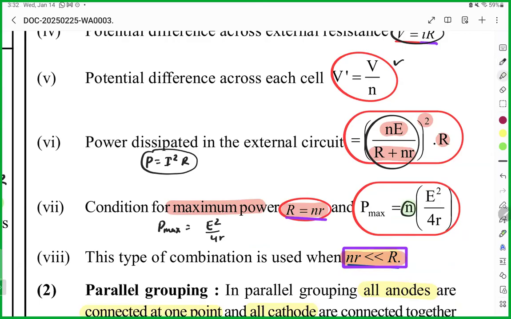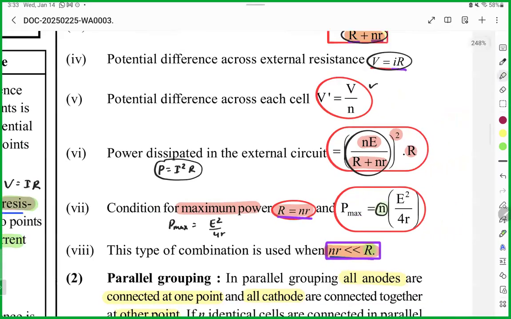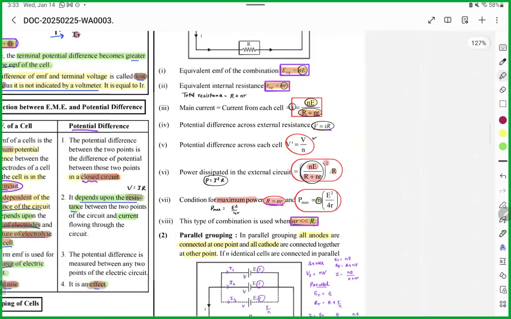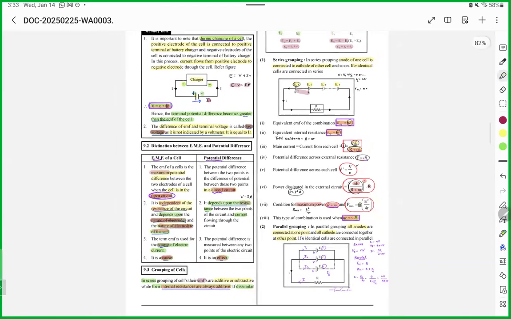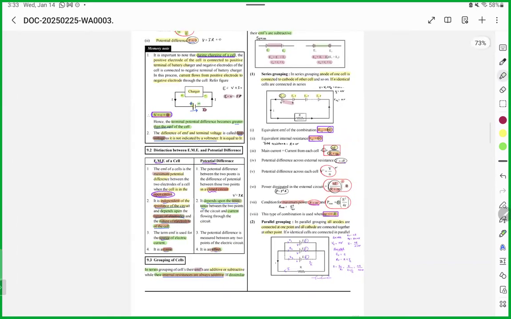This combination is used when the external resistor is very high. Correct? External resistor is very, very high. Only then it is used. Done. Anybody have doubt? Because parallel will be opposite to this. Ask your question about the series combination of cells.